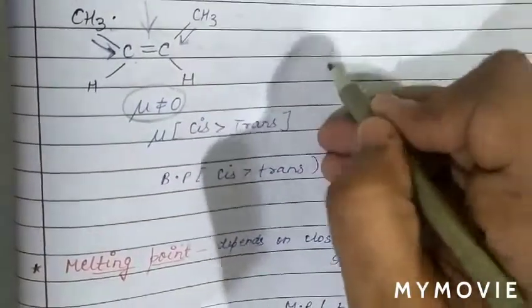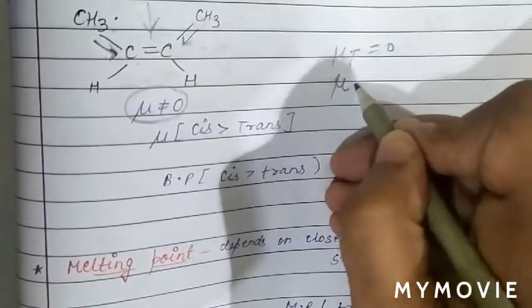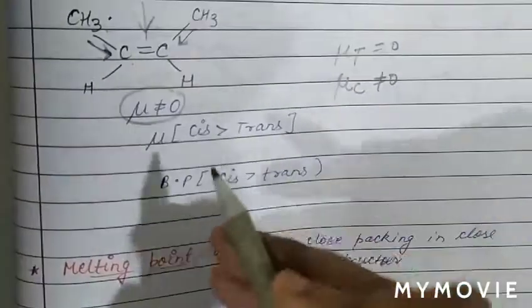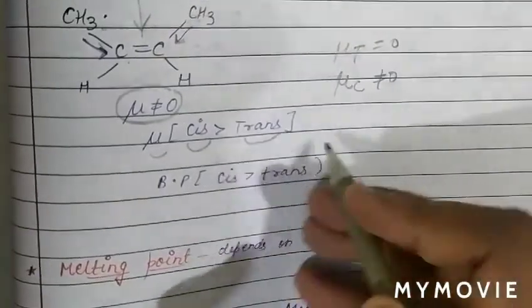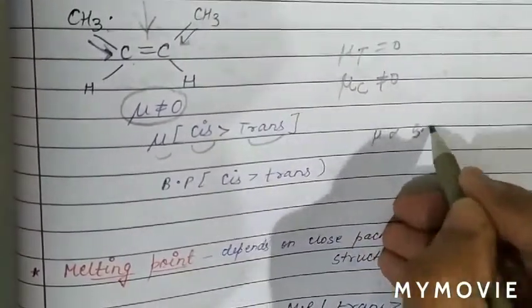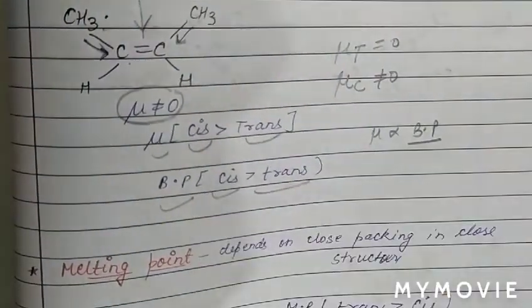So, we can see the dipole moment of trans is 0, while the dipole moment of cis isomer is not 0. Therefore, we can say the dipole moment of cis isomer is more than trans isomer, and dipole moment is directly proportional to boiling point. Therefore, the boiling point of cis isomer is more than trans isomer.